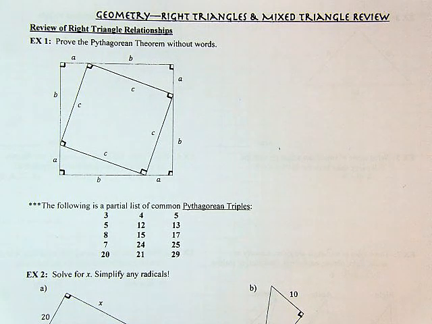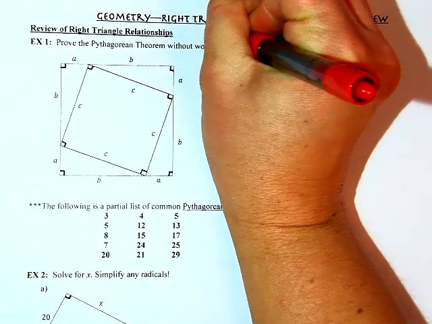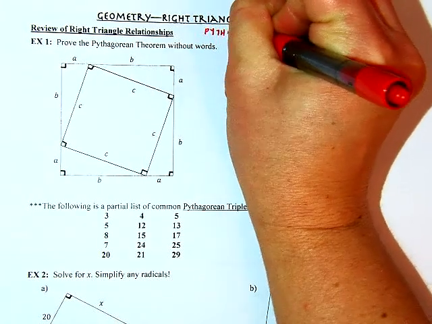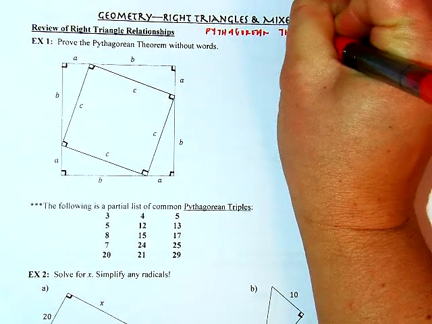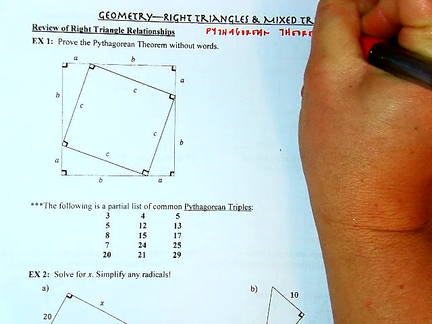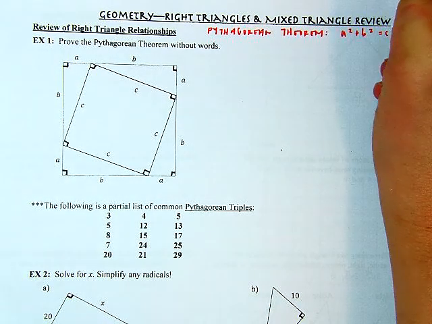All right, today we're looking at right triangles a little bit more in depth, and we're doing a little mixed triangle review as well. So just to remind you from the first semester, we did a proof of the Pythagorean Theorem. So we should know what the Pythagorean Theorem is. It's a squared plus b squared equals c squared. Let me write that up at the top. So a squared plus b squared equals c squared, Pythagorean Theorem.